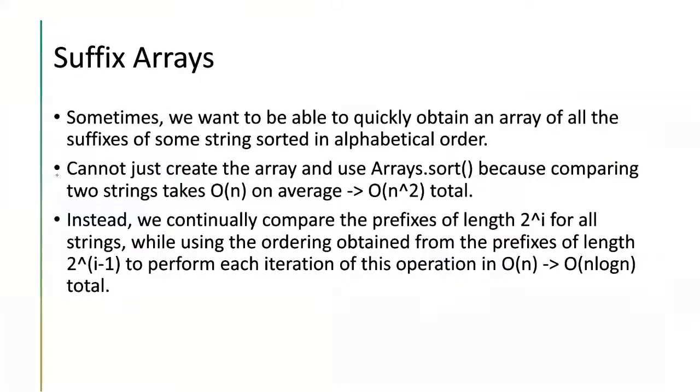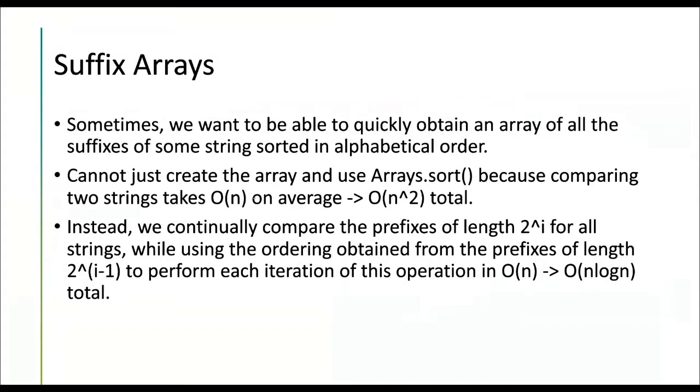There we go. So sometimes we want to be able to quickly obtain an array of all the suffixes and sort them in increasing order. But as I explained previously, we can't just use Arrays.sort or sort with arrays.begin and arrays.end, because comparing strings takes O(n) time. So as a result, we must use a different strategy of continually comparing the prefixes of length 2 to the i for all strings, and then using the ordering obtained from the prefixes of length 2 to the i minus 1 to perform each iteration in O(n) time. And since the step is going from 2 to the i minus 1 to 2 to the i, this takes O(n log n) total.